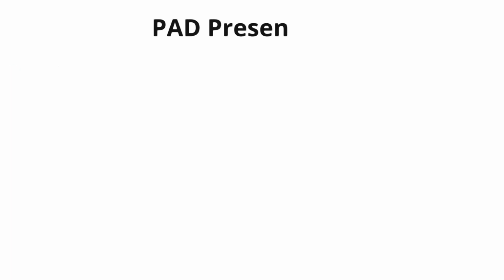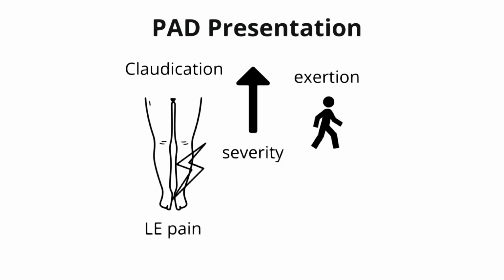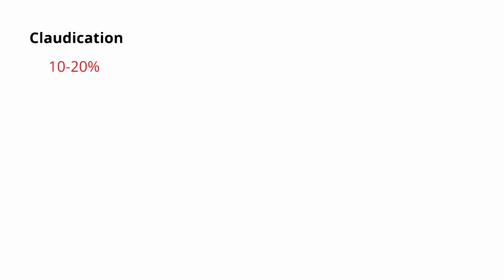First, how does peripheral arterial disease even present? We are usually taught the classic claudication presentation. That is, lower extremity pain that increases in severity with exertion and decreases with rest. The reality is that only approximately 10 to 20% of patients present with this classic claudication picture. So how do the other 80 to 90% of patients present?